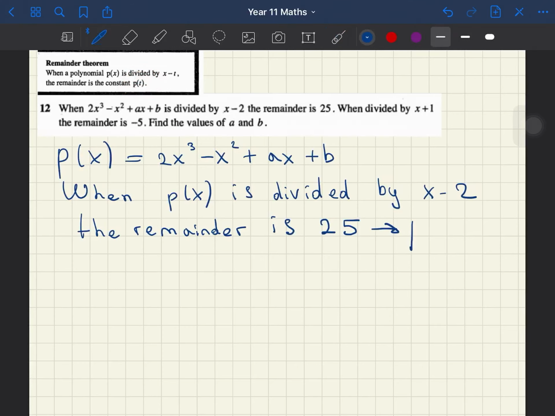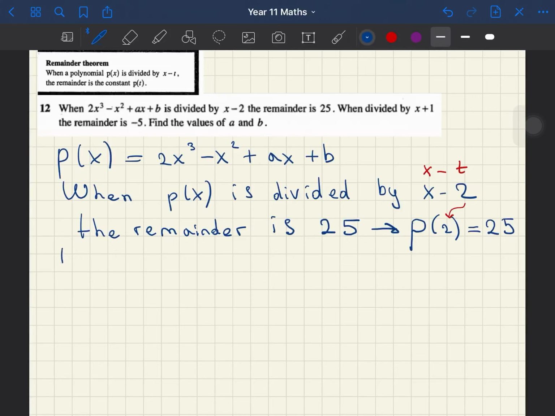And t comes from here, so this is our x minus t. So in this case t is equal to 2. So p of 2 is equal to 25. Again, 2 comes from here. It has to be positive here, the opposite of the sign in the divisor. I know this is a little bit counterintuitive.